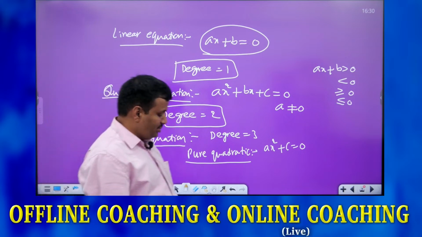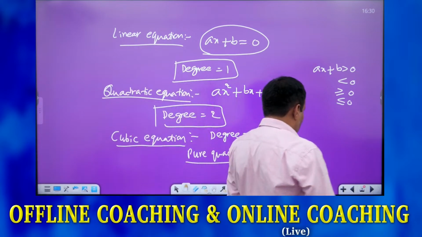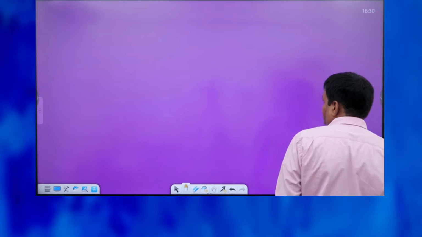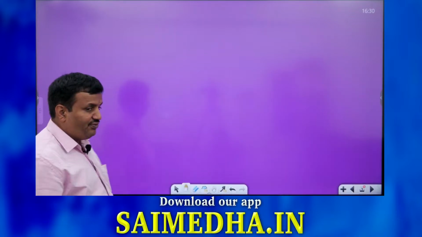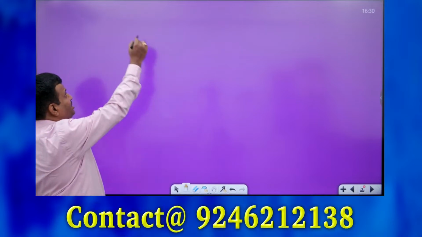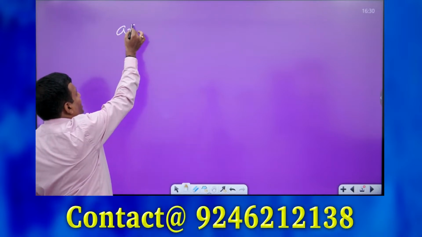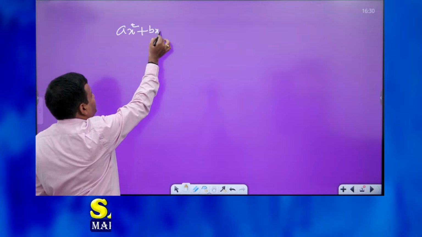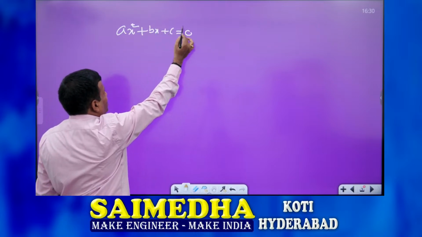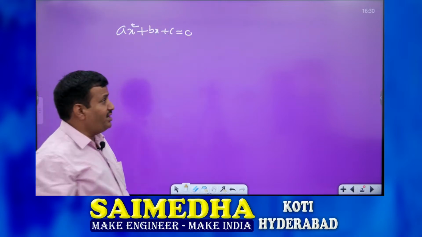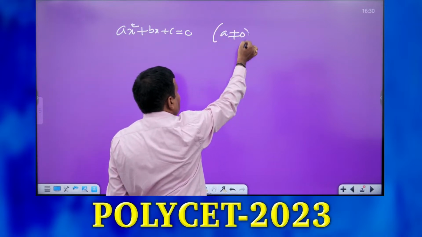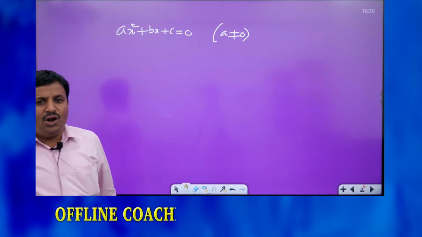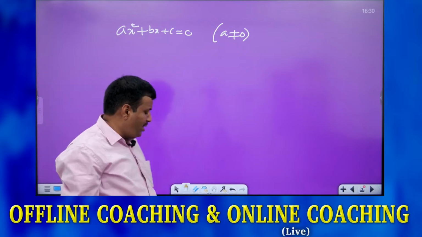Coming to the next, how to calculate the roots of the quadratic equations. What is the general form of the quadratic equation? All of you know the general form, ax square plus bx plus c is equal to 0, provided a should not be 0. Then only it is a quadratic. How to calculate the roots of the quadratic equation?